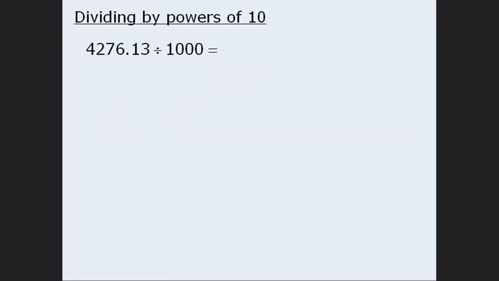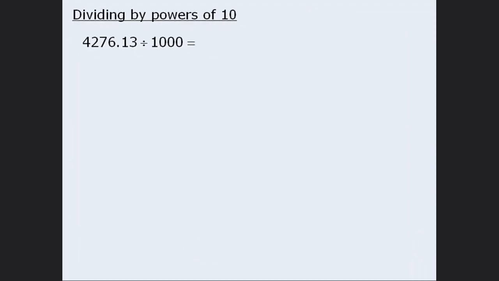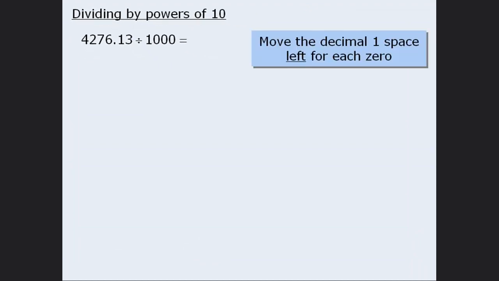Okay, now let's see what happens when we divide numbers by powers of 10. The rule here is almost identical to the previous rule, except when we divide a number by a power of 10, the rule is to move the decimal one space to the left for every zero in the power of 10. So to divide this number by 1000, we must move the decimal three spaces to the left since 1000 has three zeros in it.